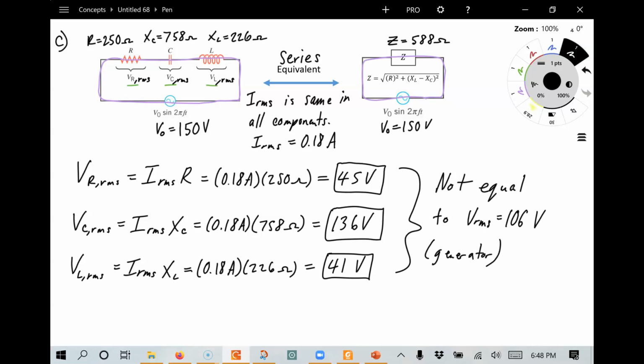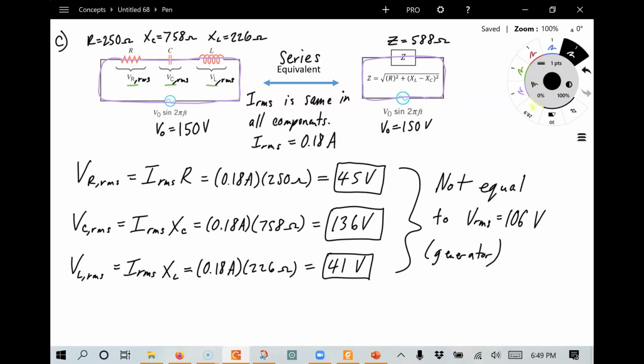And the reason why is because in these oscillations, the peak voltages are not reached at the same time for the resistor, capacitor, inductor, and generator. The peak voltages in each of these components are reached at different times. In other words, they're out of phase. So when one is at a high value, another one might be at 0, another one might be at a negative value.